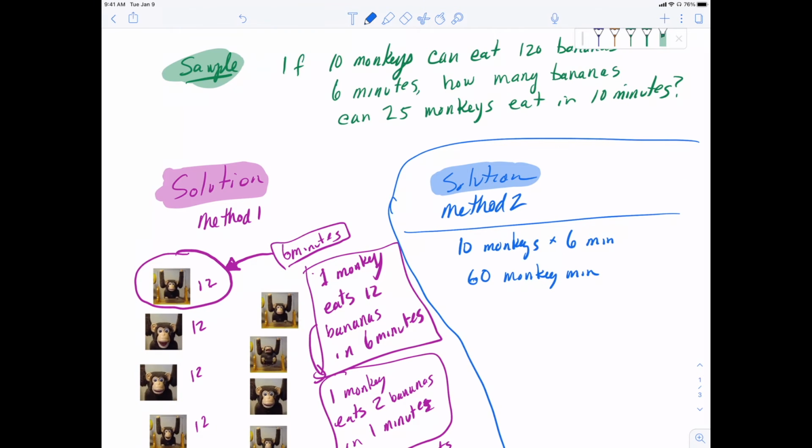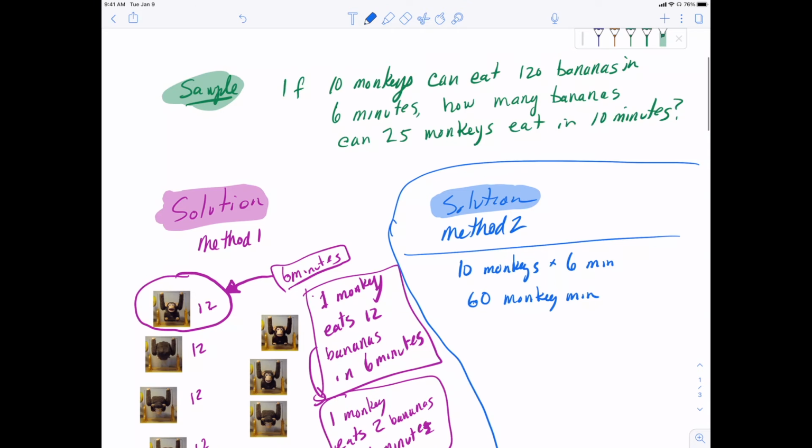If a monkey eats for a minute, that's 1 monkey minute. If 10 monkeys eat for 1 minute, that's 10 monkey minutes, right? It's 10 monkeys eating for 1 minute. Similarly, if you had 1 monkey eating for 10 minutes, that would be 10 monkey minutes. So it doesn't matter if you have 5 monkeys eating for 2 minutes or 10 eating for 1 minute. That's all 10 monkey minutes. And in this question, we have 60 monkey minutes because we have 10 monkeys eating for 6 minutes. So that's the amount of time.